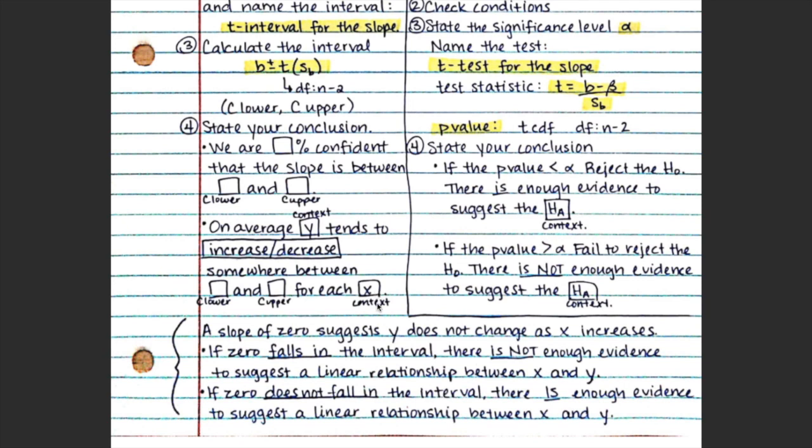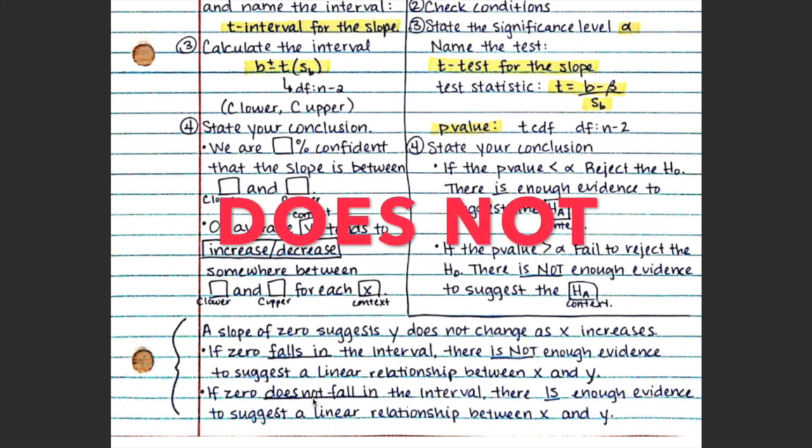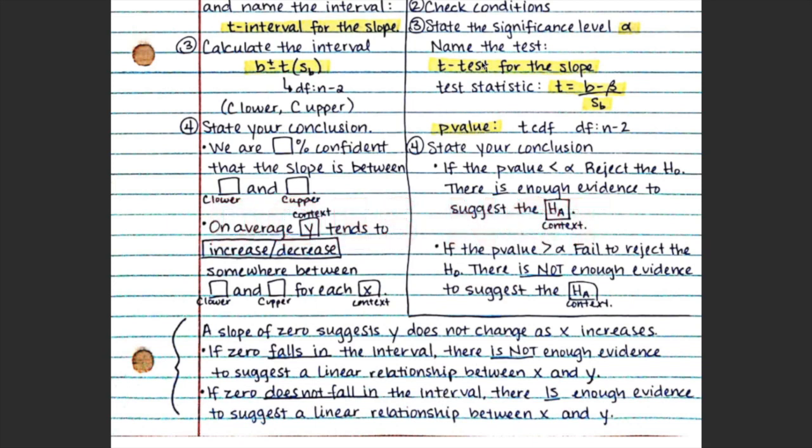What is x? All right, and then there's one extra part for confidence intervals. So if you remember back to when we were doing two sample intervals, when we subtracted them and got 0, we said that, oh, that meant that there was no difference. So it's kind of the same thing here. What does a slope of 0 mean? So if you get 0 in that interval, it's basically saying that y is not changing as x increases. Okay, so if it falls in the interval, there's not enough evidence to suggest a linear relationship between x and y. And then if it does not fall in the interval, there is enough evidence to suggest a linear relationship between x and y.